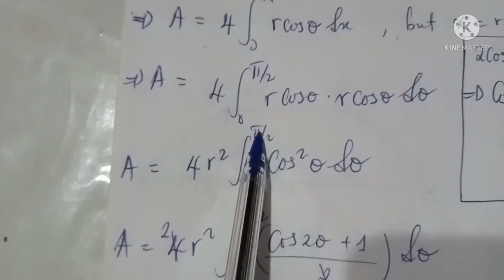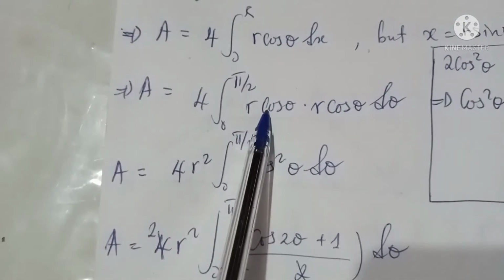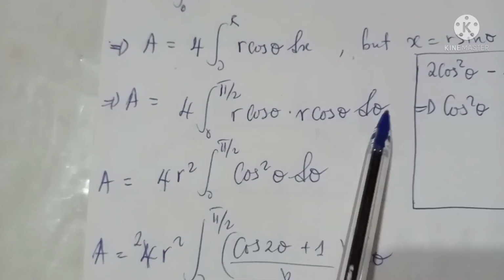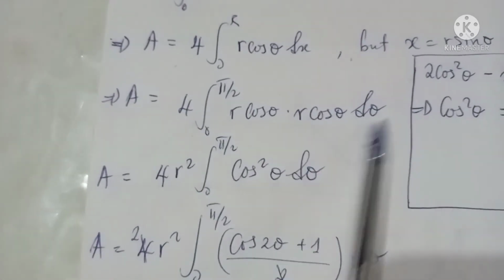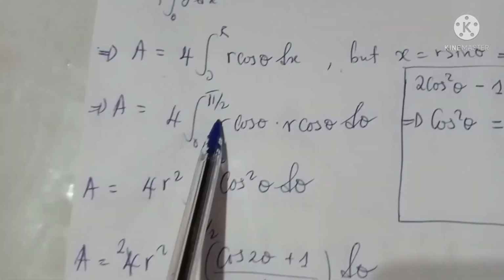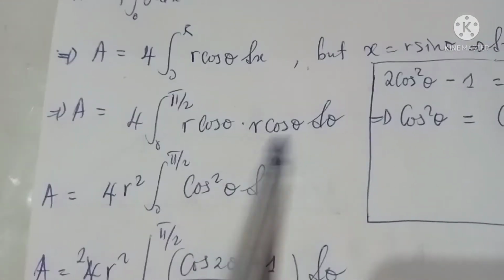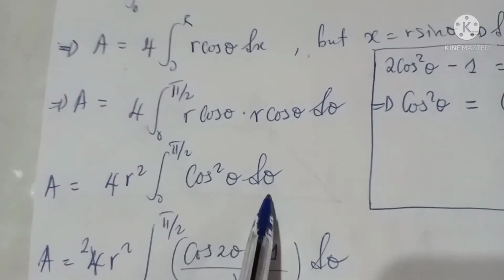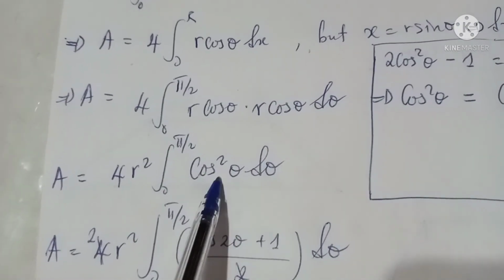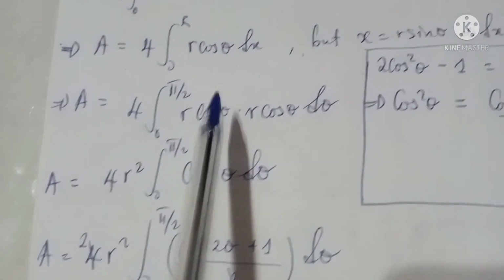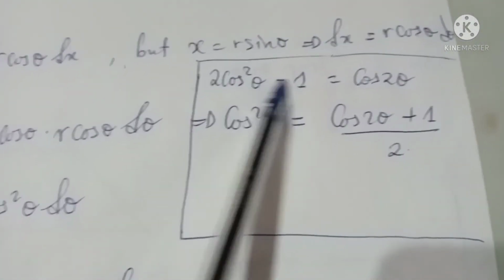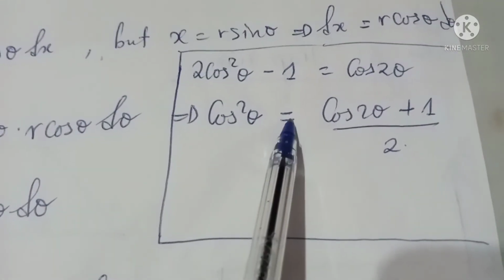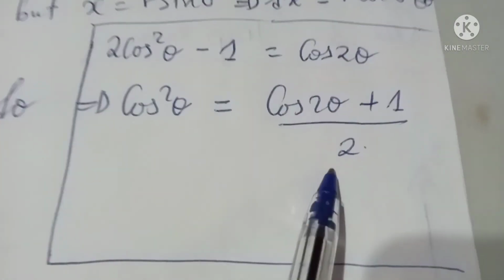So, 0 to pi on 2, excuse me, r cos theta times r cos theta d theta, because all of this is equal to dx. r times r gives us r squared. Cos theta times cos theta gives us cos squared theta d theta. But now, how do we integrate cos squared theta? We all know that 2 cos squared theta minus 1 is equal to cos 2 theta. So cos squared theta is equal to cos 2 theta plus 1 on 2.